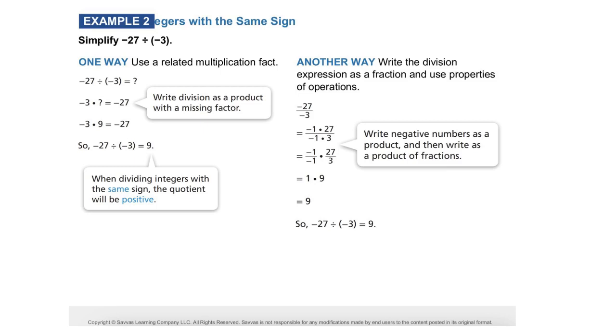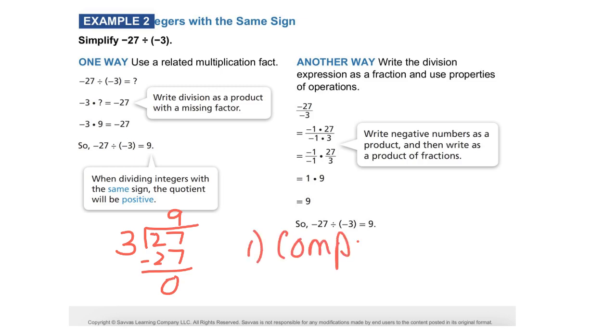Remember, step 1 is to do the computation. So if we have 3 divided into 27, that's going to go 9 full times. Pull out the 27, we have nothing left over. So step 1, remember, is to do your computation. But then you can't stop there, you have to decide your sign.